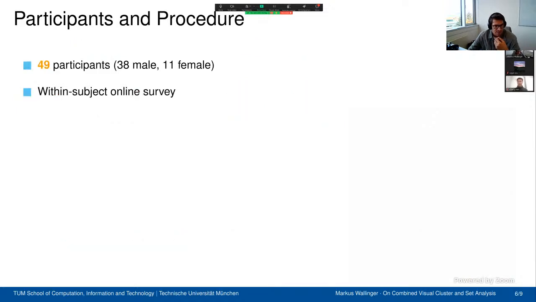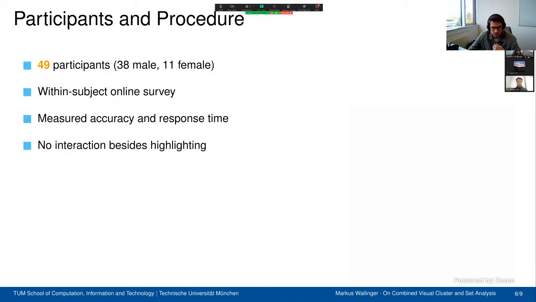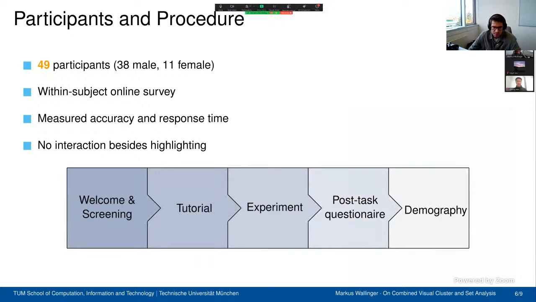So our experiment then, we recruited 49 participants. We performed it as a within subject online survey, and we measured accuracy and response time. We didn't allow the participants any interactions besides highlighting the answer they would want to give. We followed typical study protocols. And in our main experimental part, we showed each participant 24 stimuli: 2 underground tube settings, I will talk a bit more about this later, 3 weights, the alpha 0, 0.5, and 1, and the 4 previously mentioned tasks.